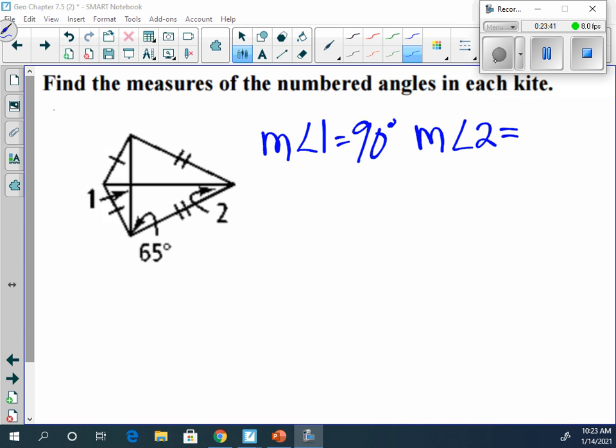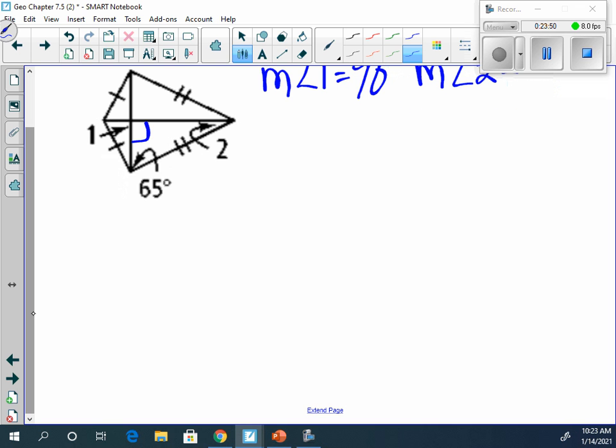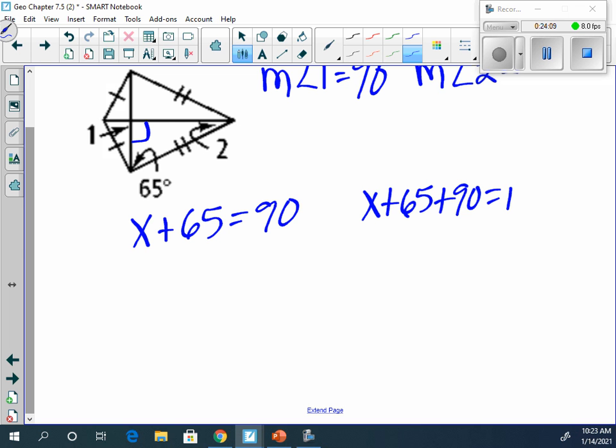Now, if we want to find the measure of angle 2, well, we know this is a right triangle, yes? So we know those three angles add together to be 180. So we could say that the measure of angle 2 plus 65 is 90 because of our right triangle theorem, or because the acute angles of a right triangle do add together to be 90. Or we can say x plus 65 plus 90 is equal to 180. Both of these will give us the same answer.